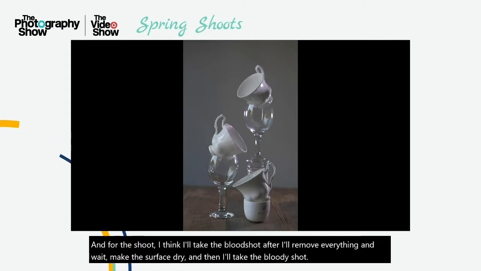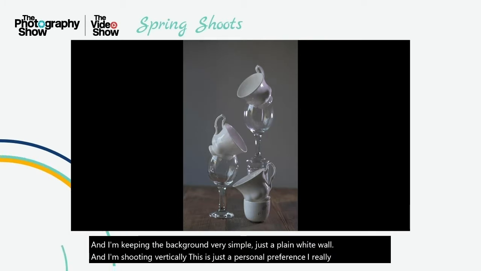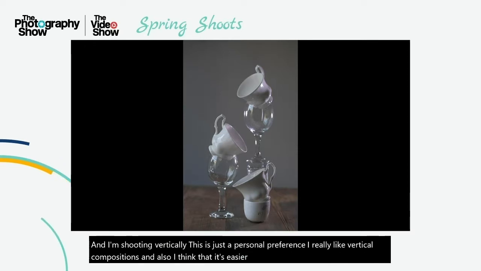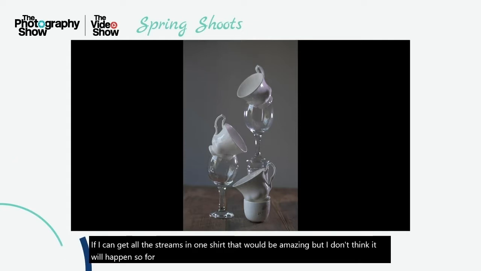And I'm keeping the background very simple, just a plain white wall. And I'm shooting vertically. This is just a personal preference. I really like vertical compositions. And also I think that it's easier to composite things. If I can get all the streams in one shot, that will be amazing, but I don't think it will happen. So for now, I'll try to get everything part by part.